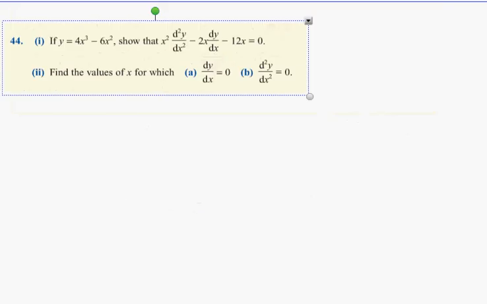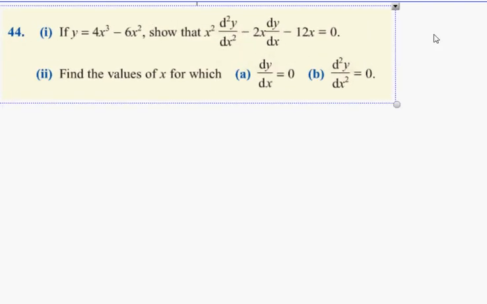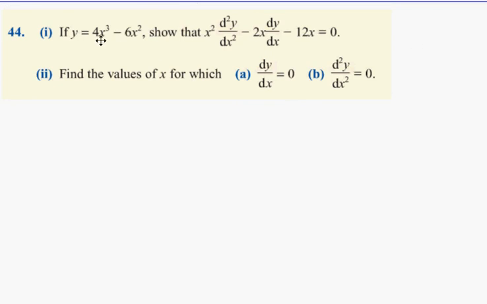Okay, the last part of this exercise, one of the toughest questions in it. What it says is, if y equals 4x cubed minus 6x squared, show that x squared multiplied by the second derivative, minus 2x multiplied by the first derivative, minus 12 times x equals 0. What we have to get first is the first derivative.